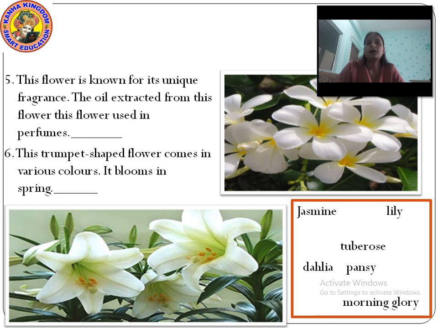Now number 6. This trumpet shaped flower comes in various colors. It blooms in the spring season. It means it comes in different and various colors, and it blooms only in the spring season. So this is lily. This flower is called lily. Lily flower blooms in the spring season.